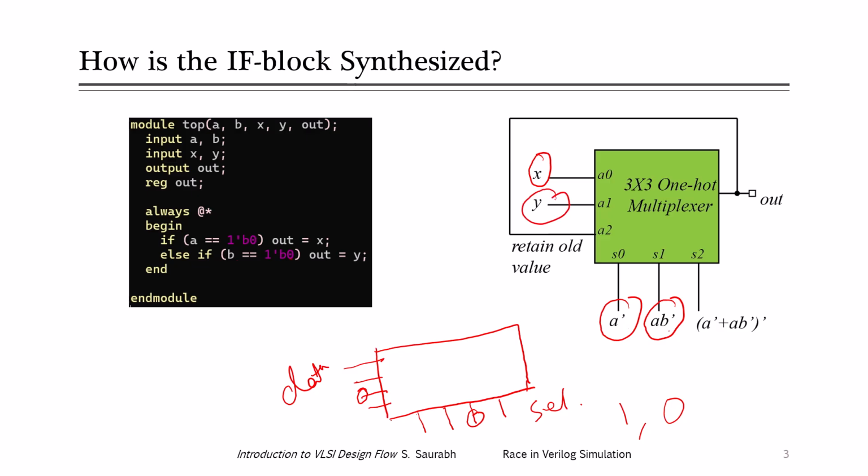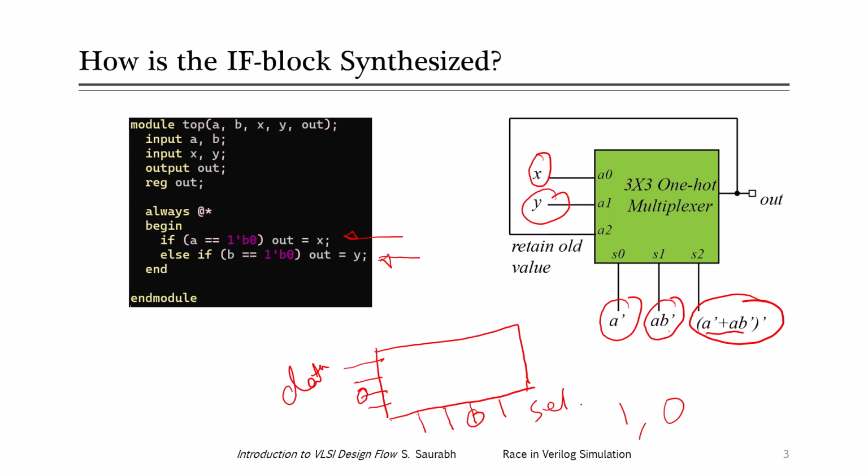Now what happens if a is also 1 and b is also 1? If that is the condition, then none of these conditions, either the if or the else if, will be executed, and in that case out will retain its previous value, right? And therefore we have the third select line. The third select line is the complement of (A complement plus A B complement). A complement plus A B complement represents the condition in which either x or y will be written.